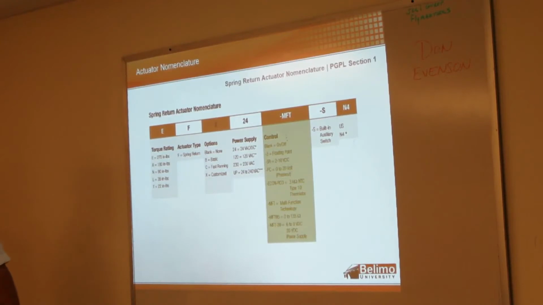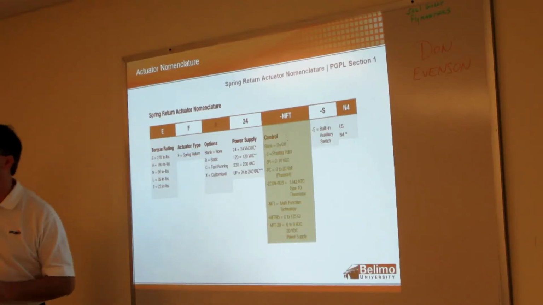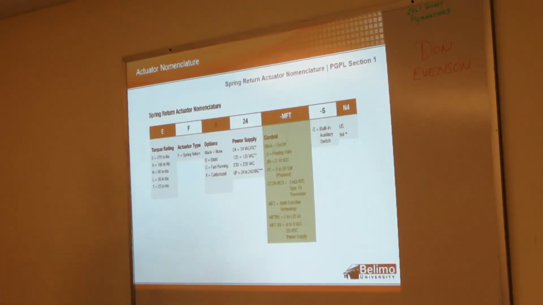Then various other motors, for example, the last one here, the MFT-20, that's specifically for old Barber Coleman actuators because it's a 6-9 volt control and it has a 20 volt built-in power supply. Another custom one is this MFT-95, it's for the old Honeywell 0-135 volt actuators. You see a dash S, means it has a built-in auxiliary switch. And then the N4 at the end, that means it's a NEMA 4 actuator, which is only available with the EF.